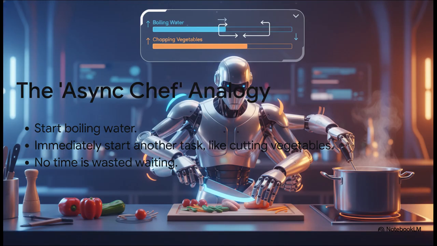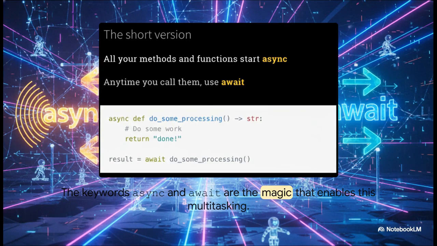They can glance over at the pot, see it's not boiling yet, and just keep chopping. They switch between tasks so that no time is ever wasted. This is exactly how we want our AI agents to work. And the best part? The magic behind all this in Python is surprisingly simple.